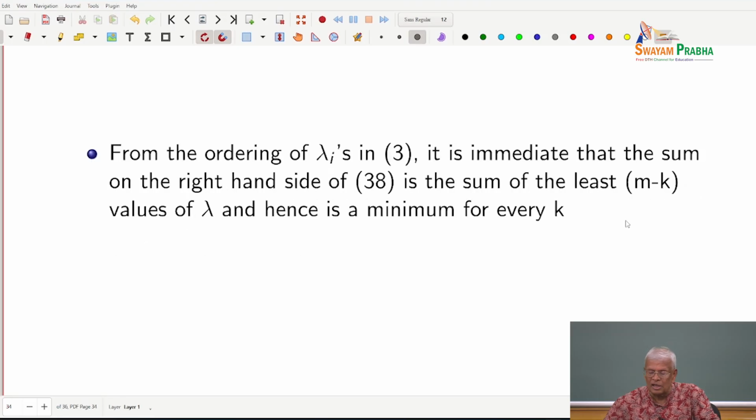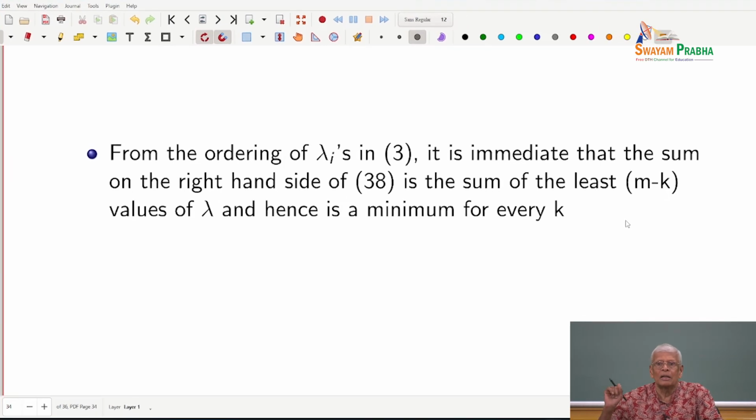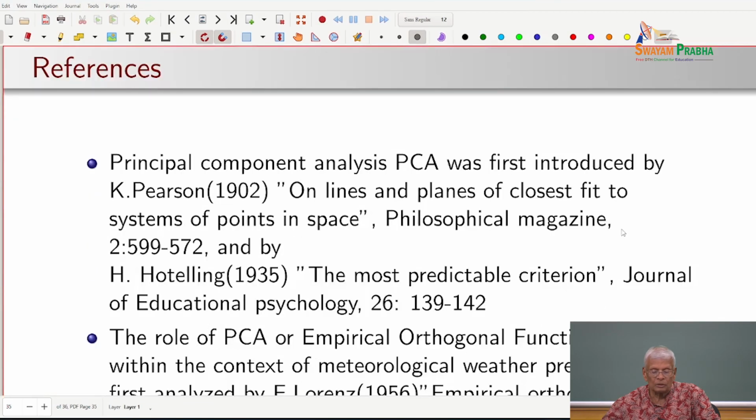So what does this tell you? By looking at the plot of the variance, the lambda versus its index, by examining the rate at which lambdas decrease, we may be able to find a good k, such that what is thrown out is only beta portion. Beta is very small.